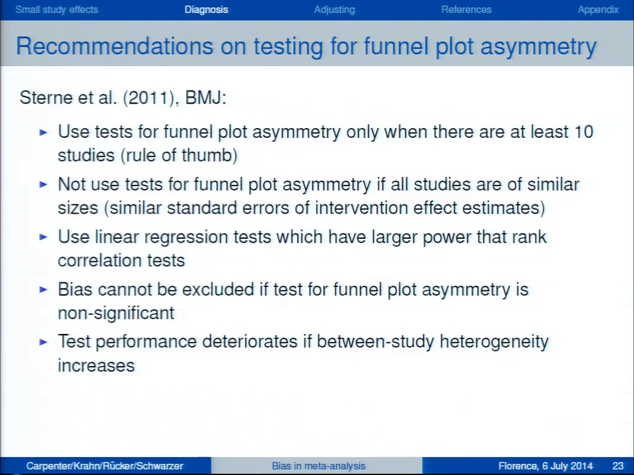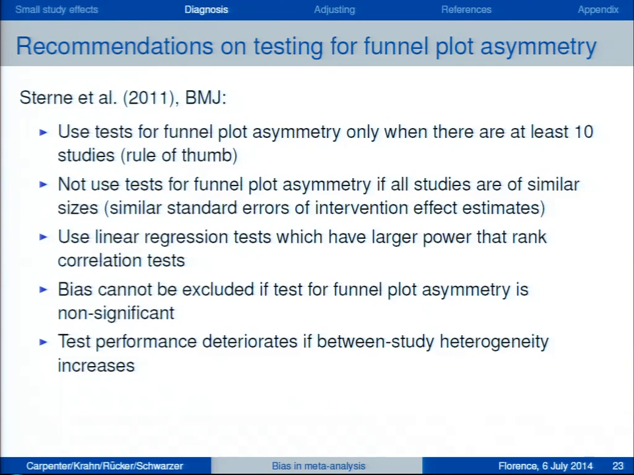Now these are the recommendations mentioned before on testing for funnel plot asymmetry, in a paper by 19 authors, including the three of us. And they say, use tests for funnel plot asymmetry only when there are at least 10 studies, because it's a regression and we should have some data for these. So at least 10, that's a rule of thumb.